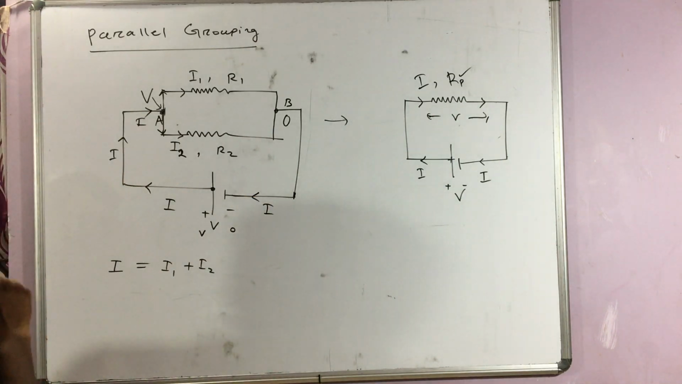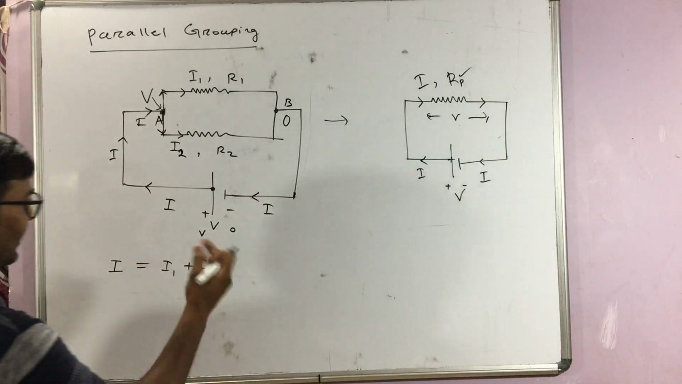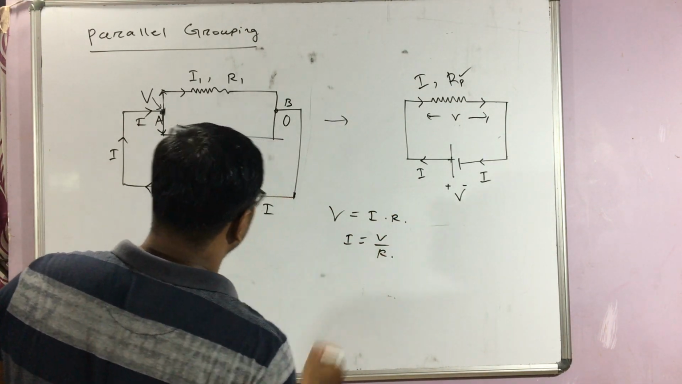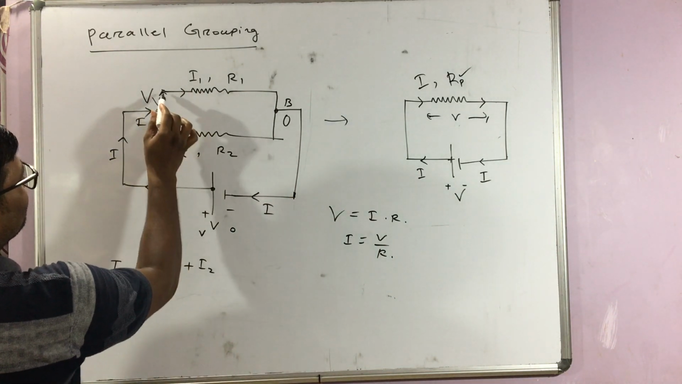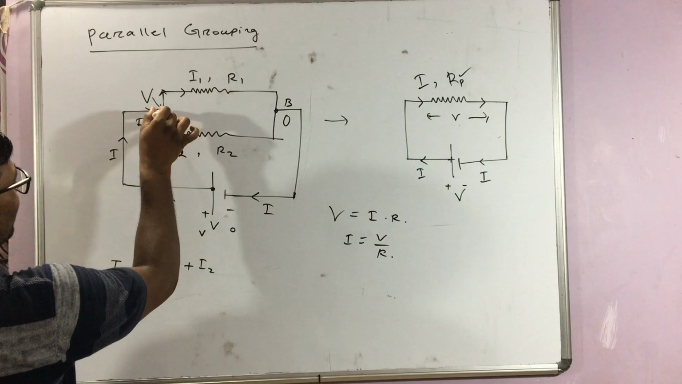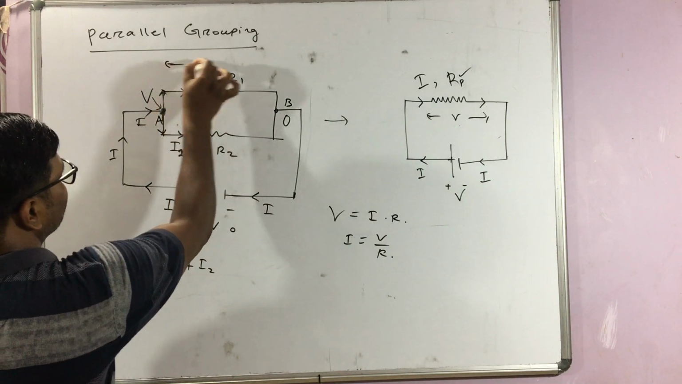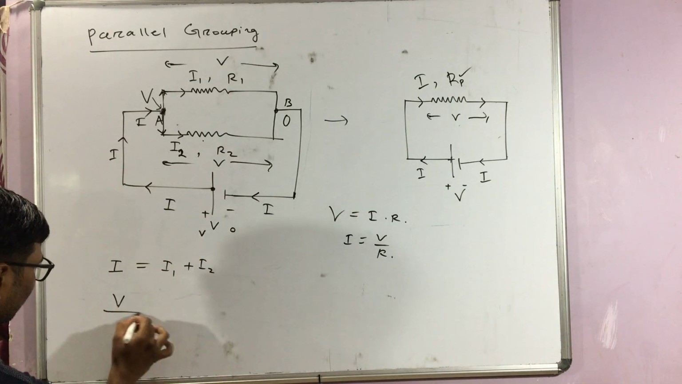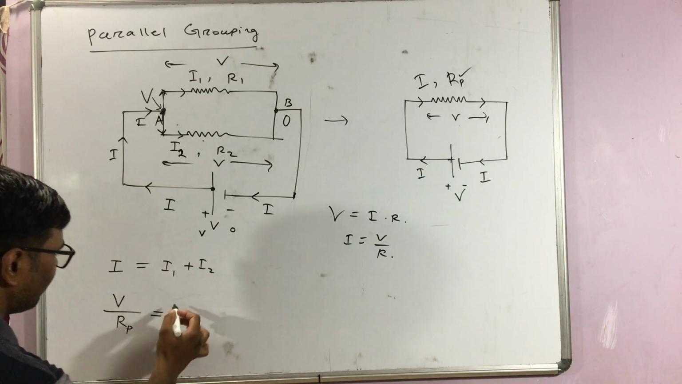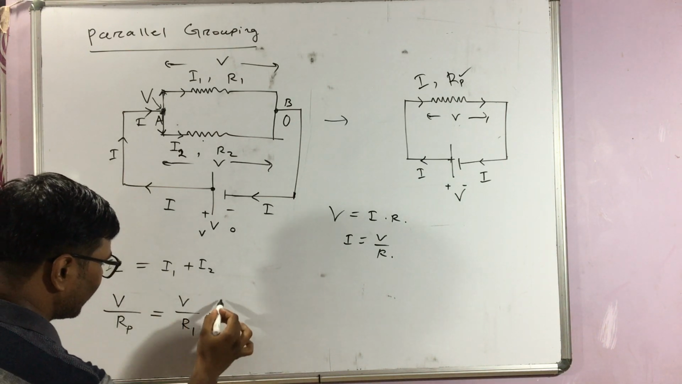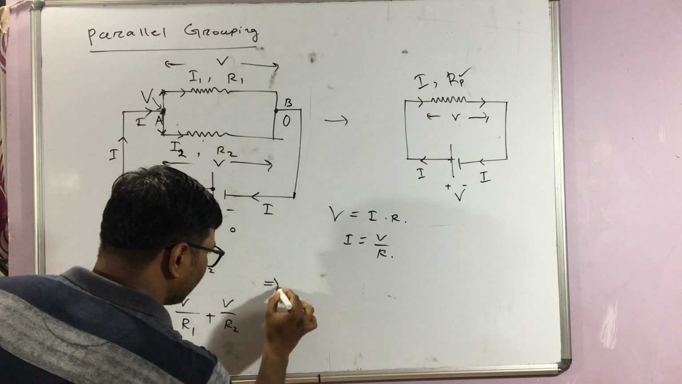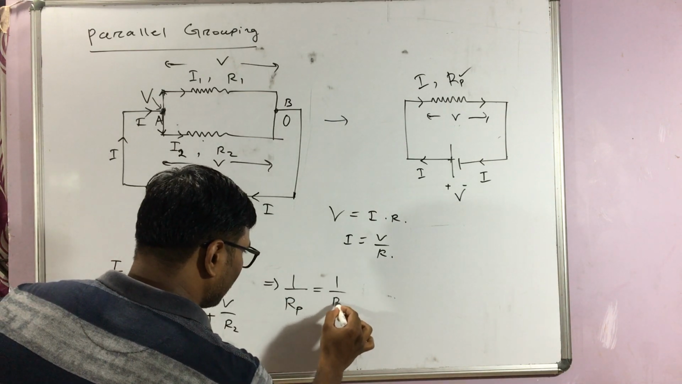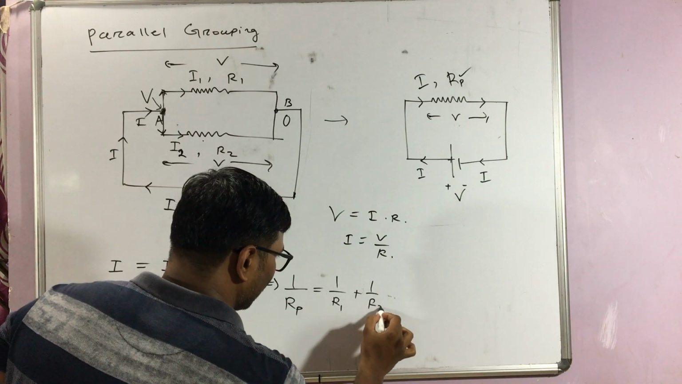Here also I amount of current will enter the circuit. I is equal to I1 plus I2. Again the same formula we can apply: V is equal to I into R, so I is equal to V upon R. Try to understand. In parallel grouping, the two ends are clubbed to this point. The potential difference across this would be V, and across this resistance it would also be V. So we can write I as V by Rp. For I1 we can write V by R1, plus I2, it is V by R2. Which implies 1 by Rp is equal to 1 by R1 plus 1 by R2.